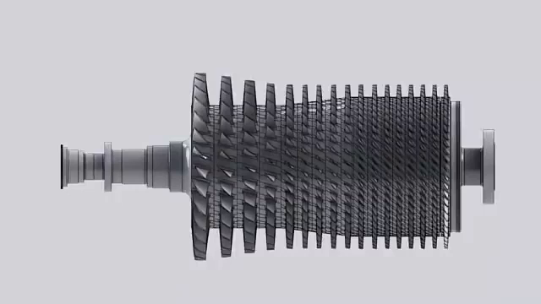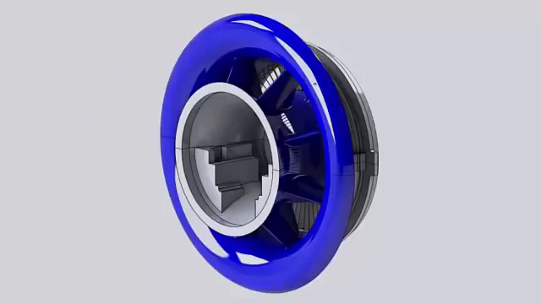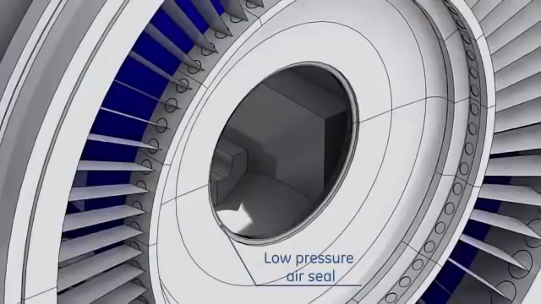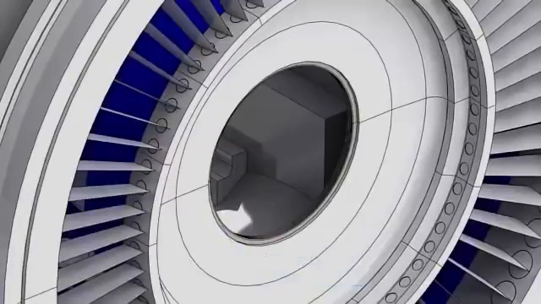Rotor blades are held in axial position by staking at both ends. The inlet casing is painted blue to prevent suction of contaminants into the compressor.